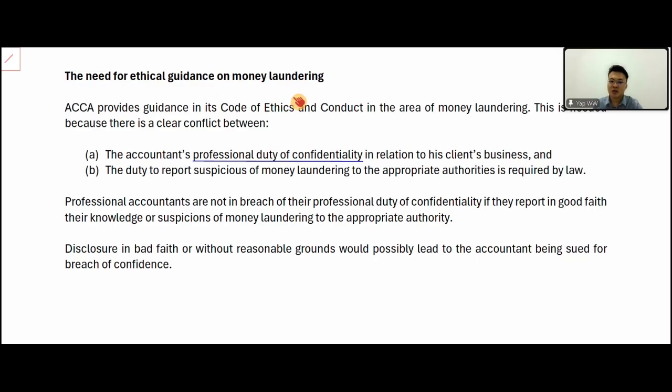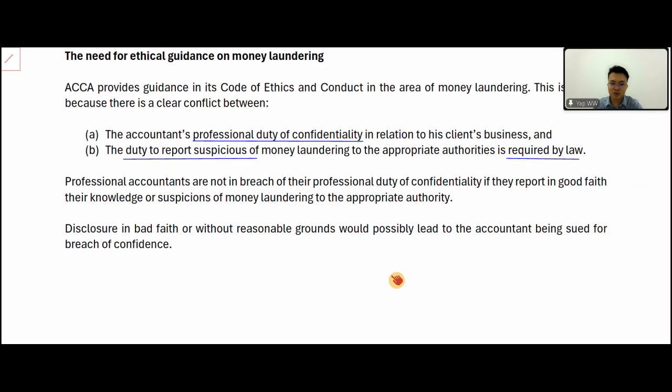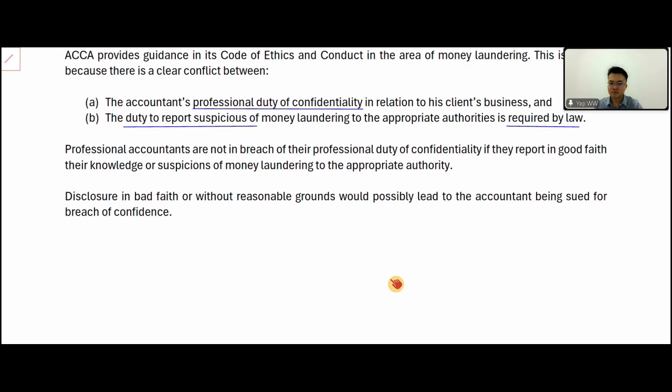Yeah. So auditors can override their professional duty, because following the law is more important. It depends on whether the duty to report suspicious money laundering is required by law or not. If yes, then you had better report when you encounter one.